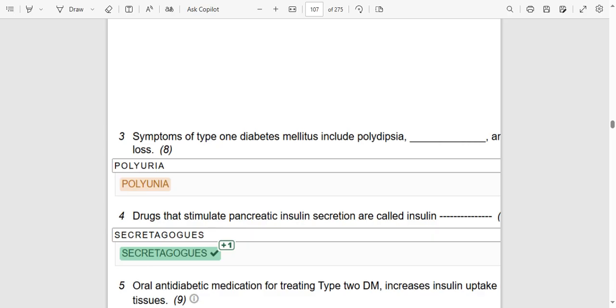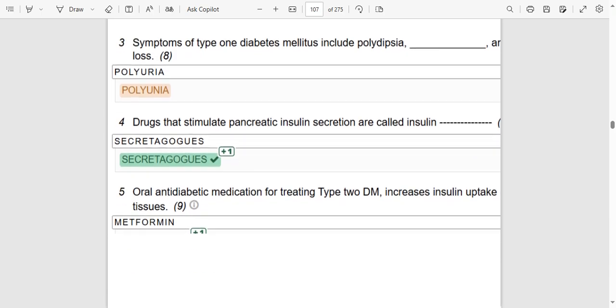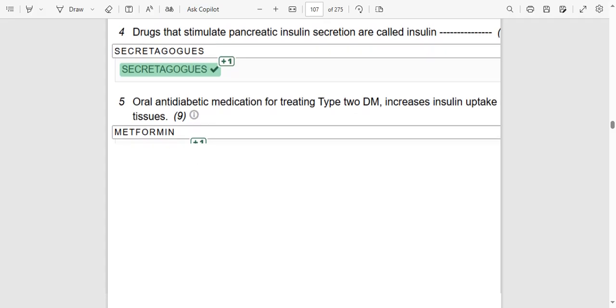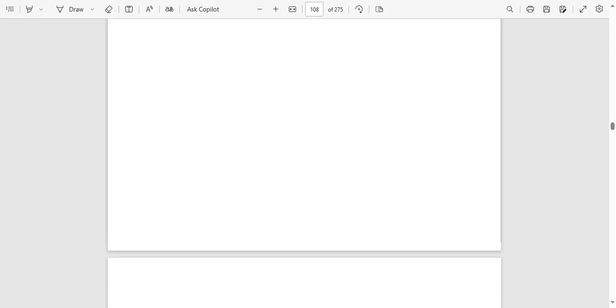Oral antidiabetic medication for treating type 2 diabetes mellitus that increases insulin uptake into tissues. Which one is that? It's oral, type 2 diabetes. It will increase insulin uptake by tissues. Metformin. Remember, it doesn't cause the secretion of insulin, but it will increase the way the tissues are using insulin, though it's not stimulating the secretion itself.